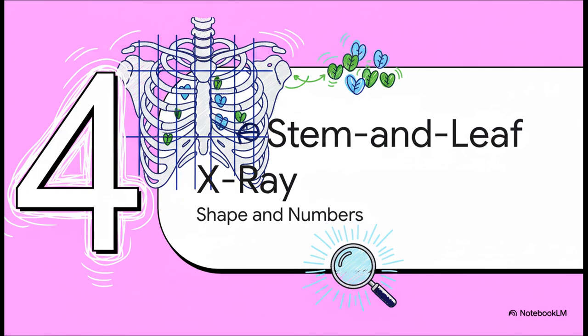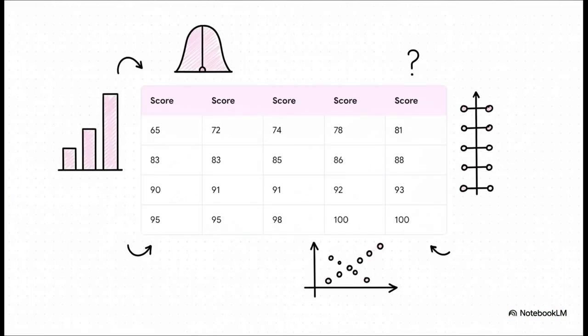Okay, let's switch gears to our second tool. We're going from a really precise diagnostic test to something a bit more like a quick sketch. It's called the stem and leaf plot, and I love it because it's like taking a quick x-ray of your data. To see how this works, let's use a really simple data set.